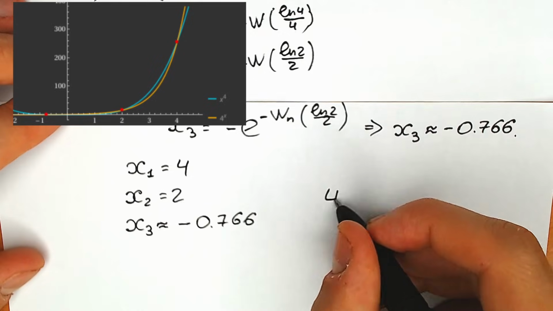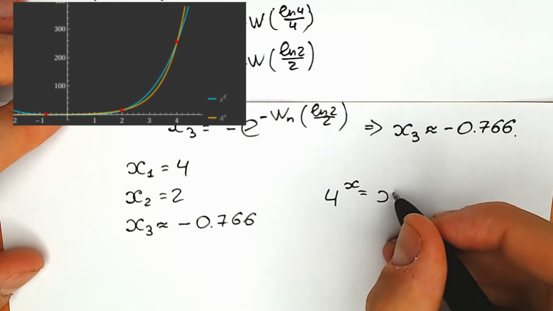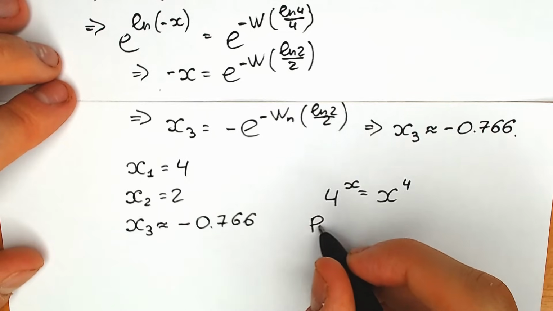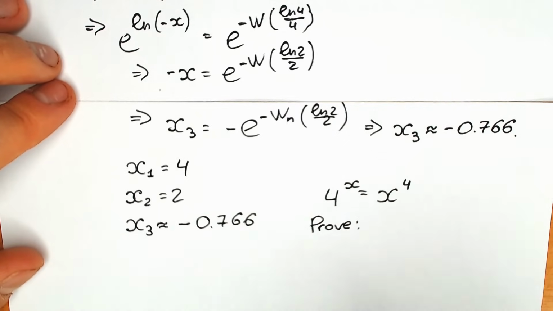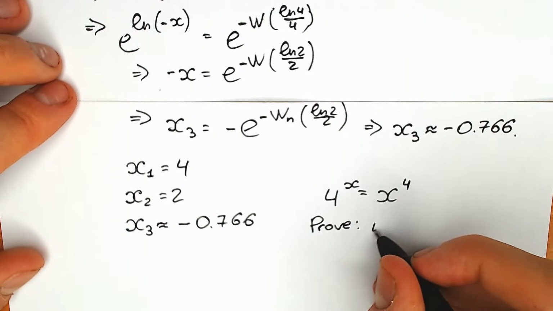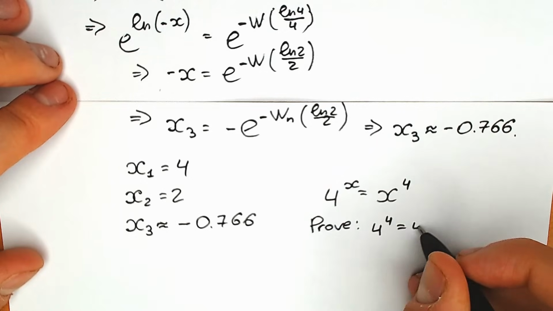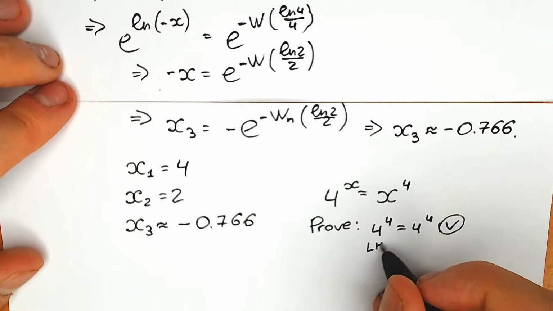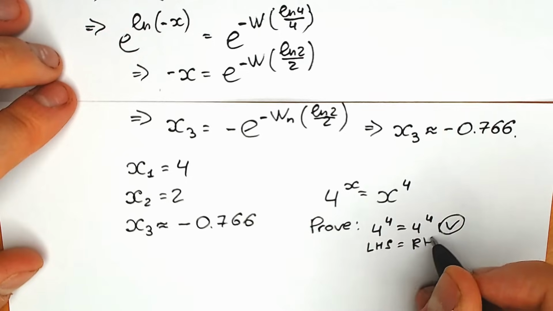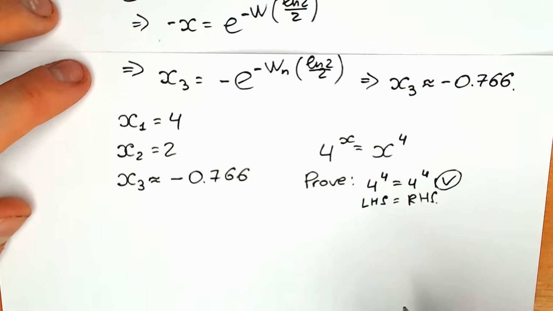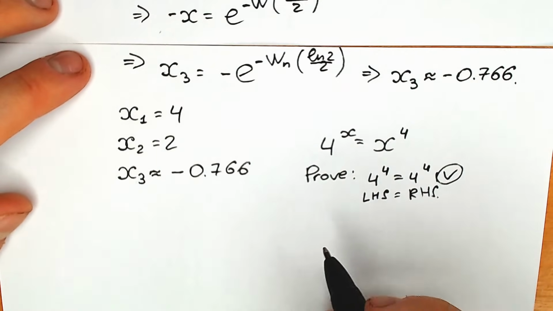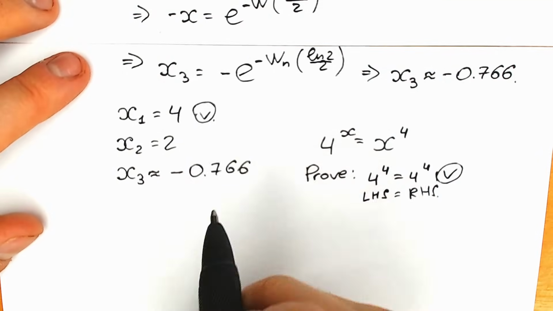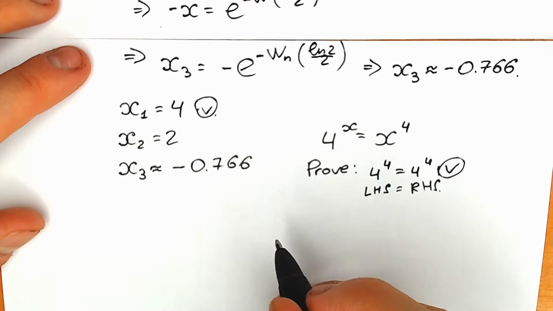In the beginning we had 4 to the power x equal to x to the power 4. Right now let's check it. Let's check, for example, x first equal to 4. This is the easiest one because we're going to have 4 to the power 4 equal to 4 to the power 4. Everything is great. We have the same expression on the left hand side and the right hand side. So x first equal to 4 works perfectly. Let's check x second equal to 2.